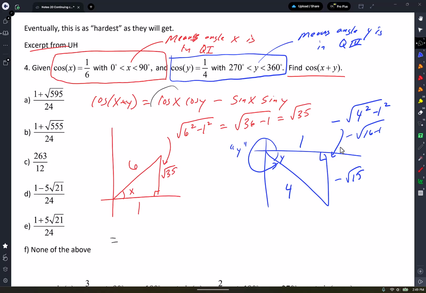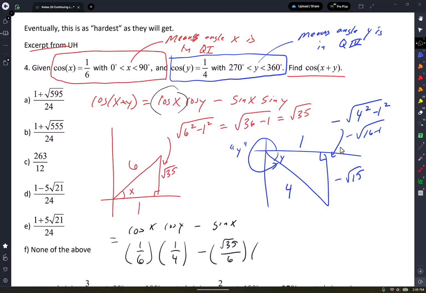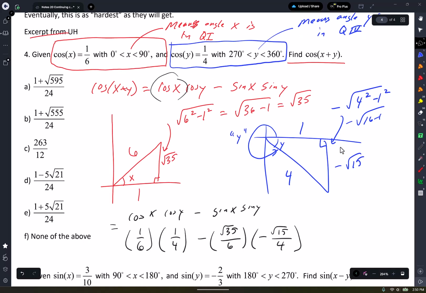All right, here we go, guys. Equals. I'm just writing this. I'm going to write cosine x on the top, and I'm going to write what cosine x is. Cosine x, adjacent over hypotenuse, 1 over 6. It was given. Cosine x, cosine y. Cosine y, I go to the y one, that was given, 1/4. And then minus, and then minus what? Sine x. So I'm going to write what sine x is. I come to this one, so square root of 35 over 6. And then sine y. I go to the y one, the blue one, opposite over hypotenuse. So negative square root of 15 over 4. Is everyone okay with that?